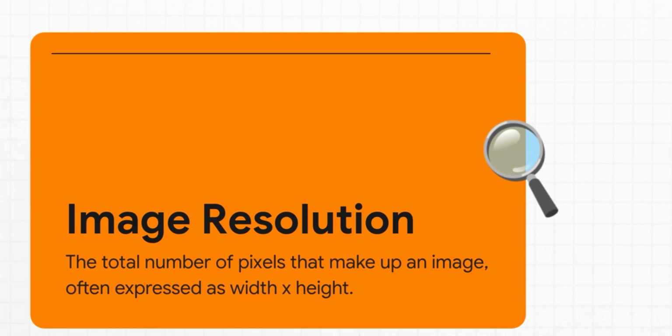And the other part of the story, of course, is resolution. That's really just the total number of pixels you're working with. So an image with a resolution of, say, 4,096 pixels wide by 3072 pixels high has almost 12.6 million individual pixels. That's 12.6 million little color instructions the computer has to remember.